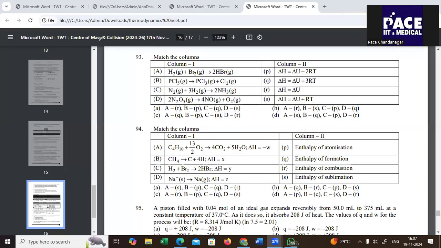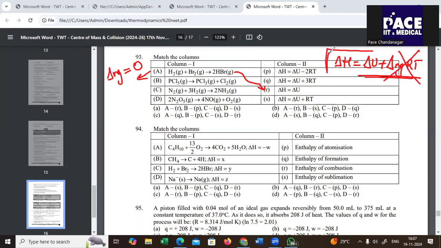Yes, question number 93, as you can see. H2 plus Br2, something is given to you here. So first calculate the delta Ng here, gas. Since the question is asked about delta Ng values, on the right side delta Ng is equal to 2 minus 2, which is 0 here, right? So which means delta H here. See, we know delta H is equal to delta U plus delta Ng RT, right? So delta Ng is 0. So this part becomes 0. Delta H is equal to delta U. A stands with R. AR is right. This and this are wrong.